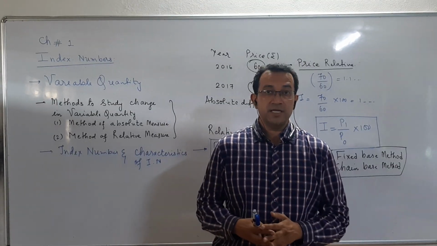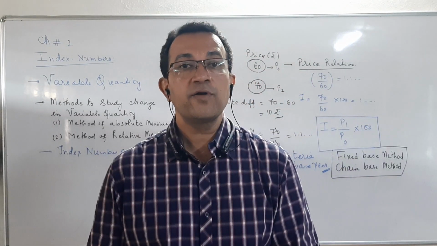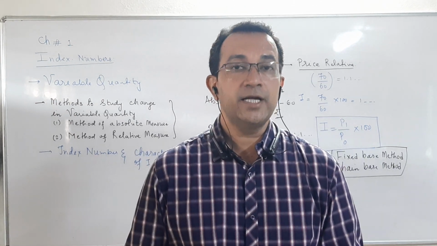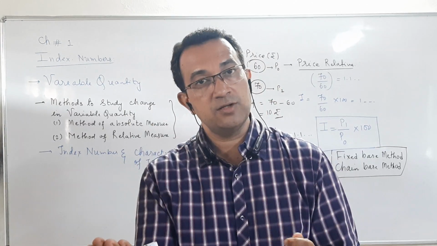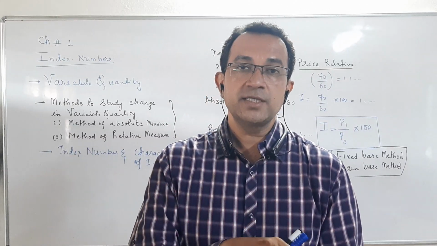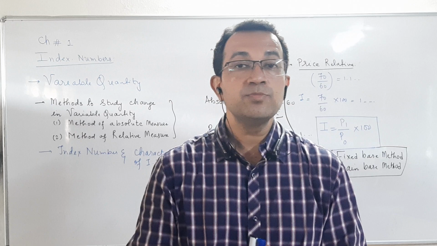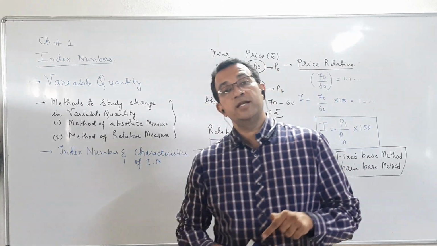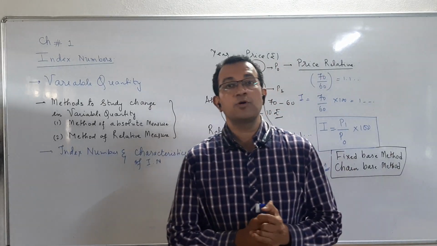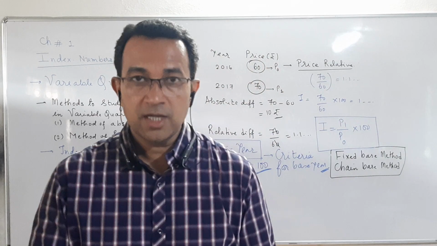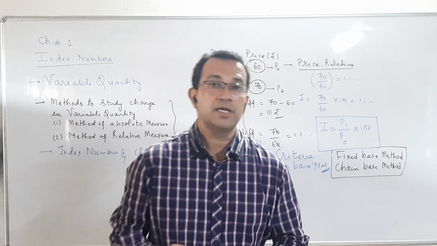How many methods are there, students, to measure the change in the values of variable quantity? Two. Method of absolute measure, method of relative measure. In absolute, we just subtract higher real value minus lower real value. And in relative measure, we take the higher real value and lower real value and take the ratio which is P1 upon P0. What is price relative? The ratio of current year's price to the base year's price. The ratio P1 upon P0 is called price relative. Suffix 1 indicates higher year value, suffix 0 indicates lower year value.